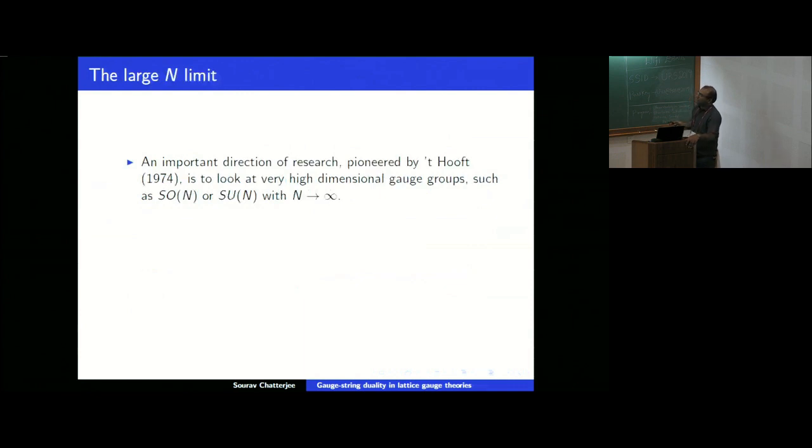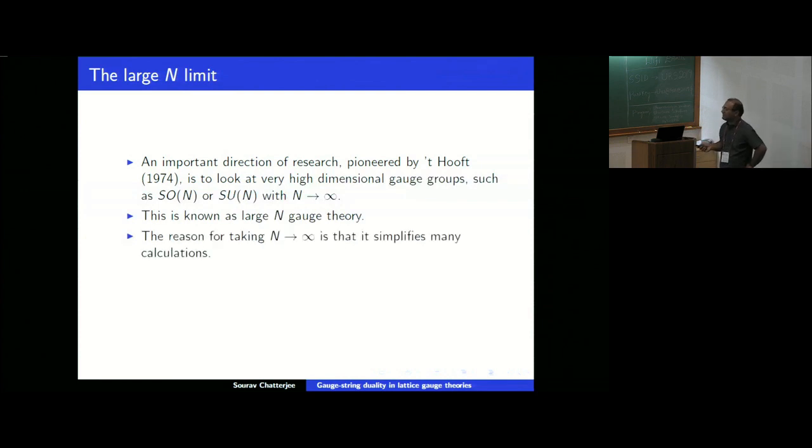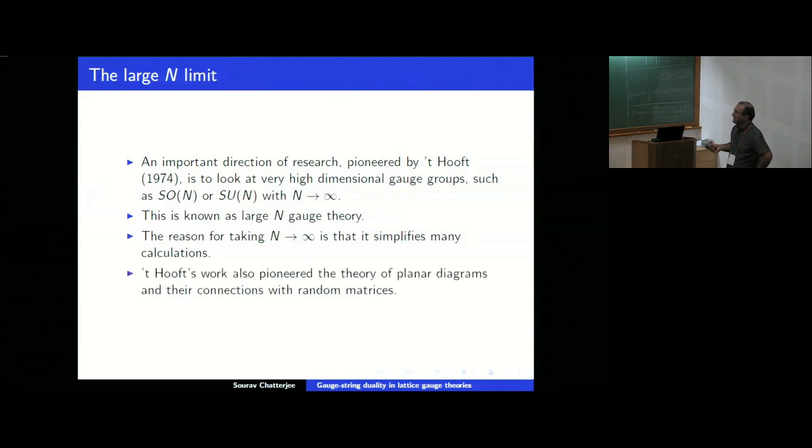Okay. So now let me talk about the large n limit. This I think started with 't Hooft's work, where 't Hooft looked at high-dimensional gauge groups such as SON or SUN with n going to infinity, and this is known as large n gauge theory. And one of the reasons for taking n to infinity is that it simplifies many of the calculations, so you can do some approximate calculations. And this work pioneered this theory of planar diagrams, and there are these connections with random matrices.